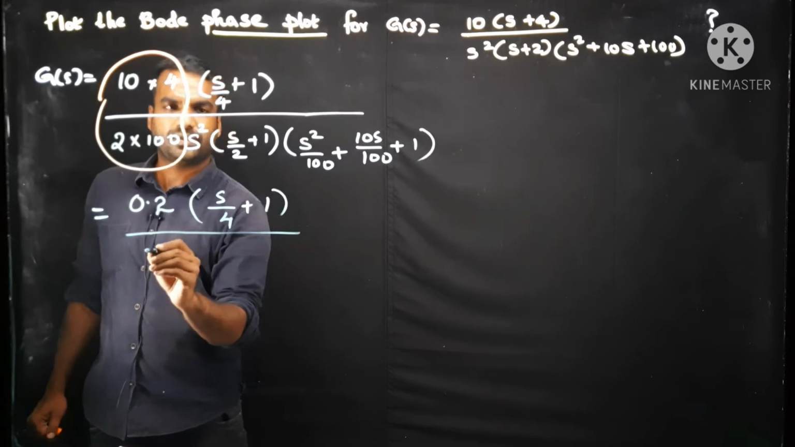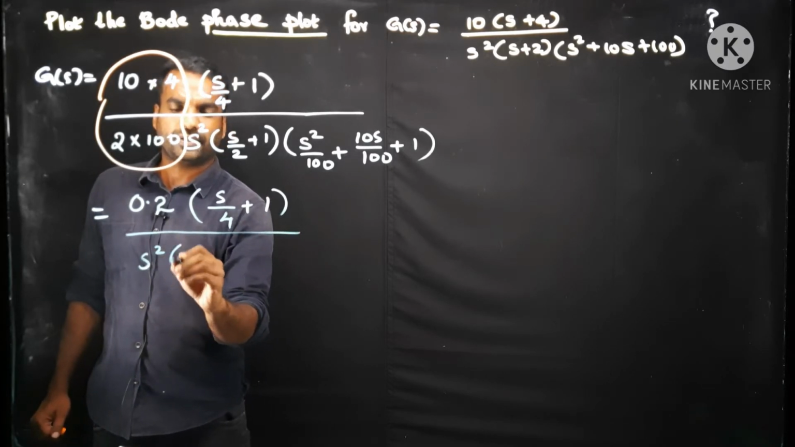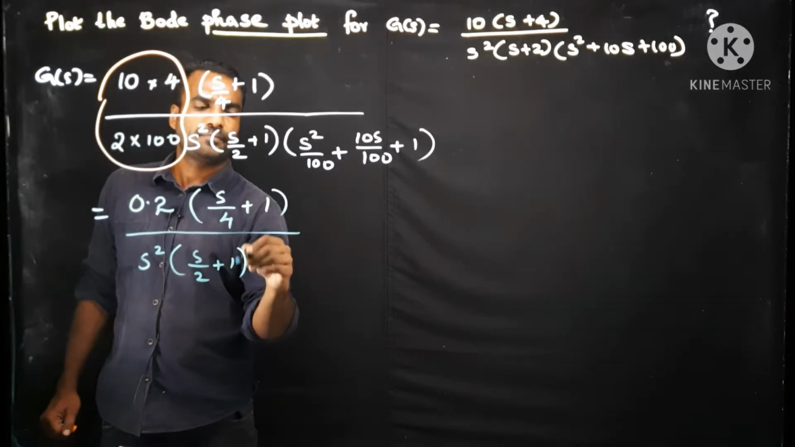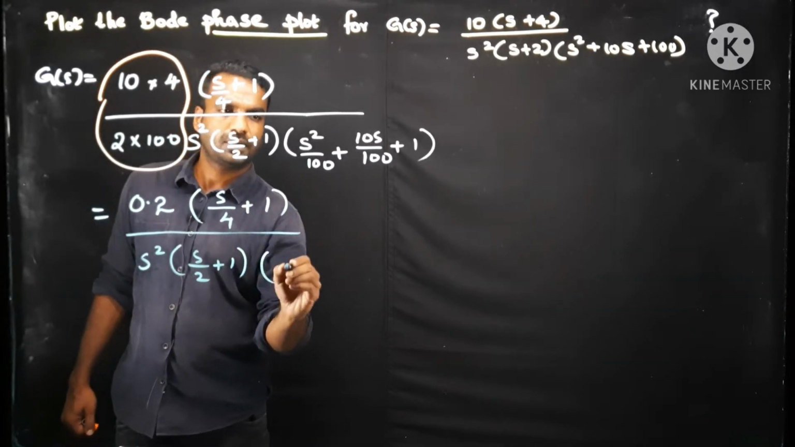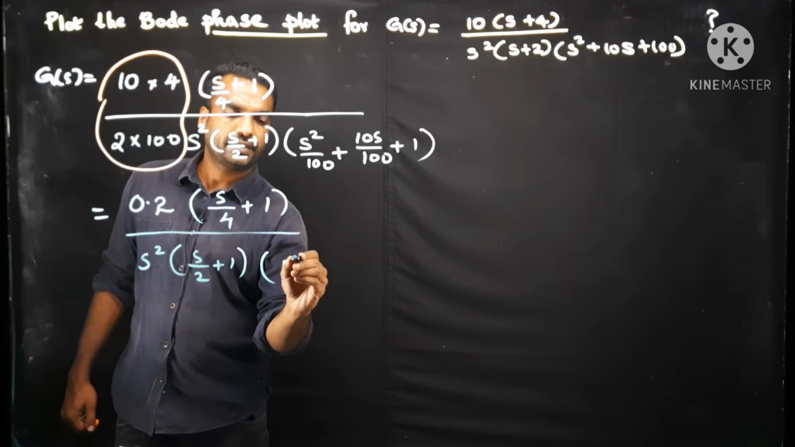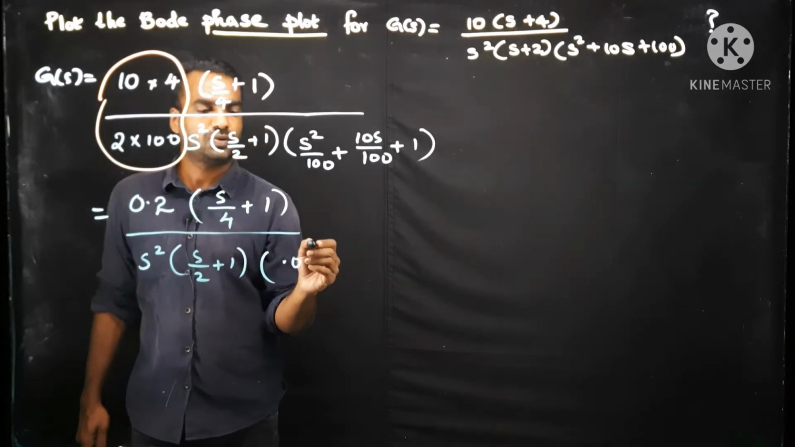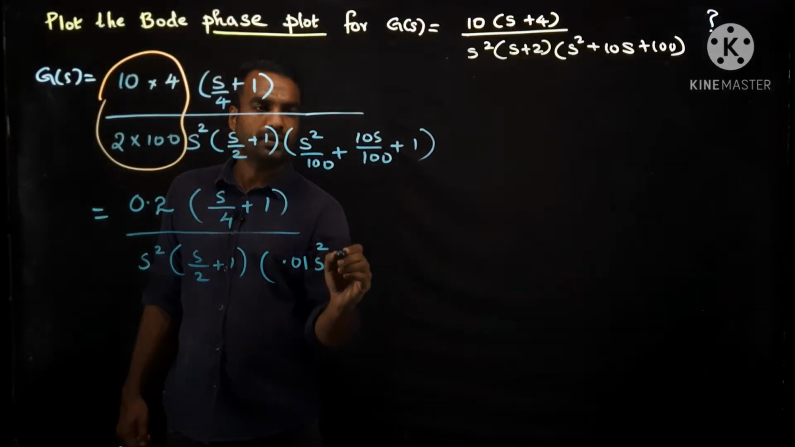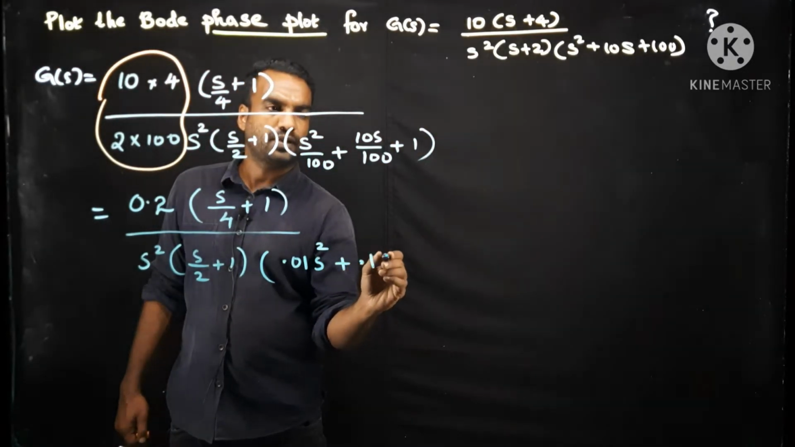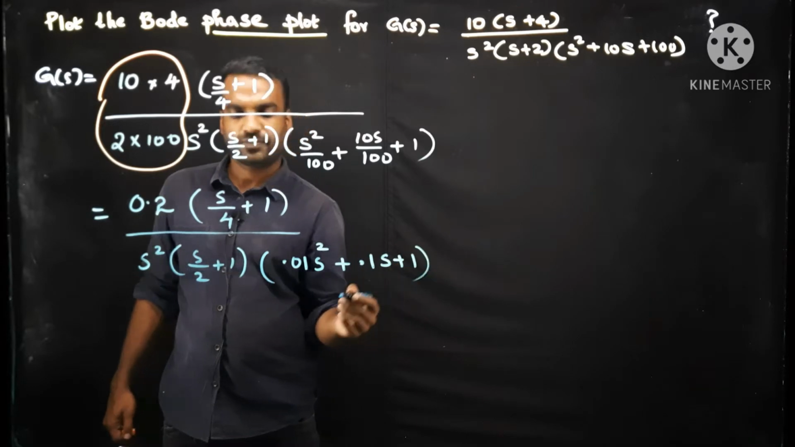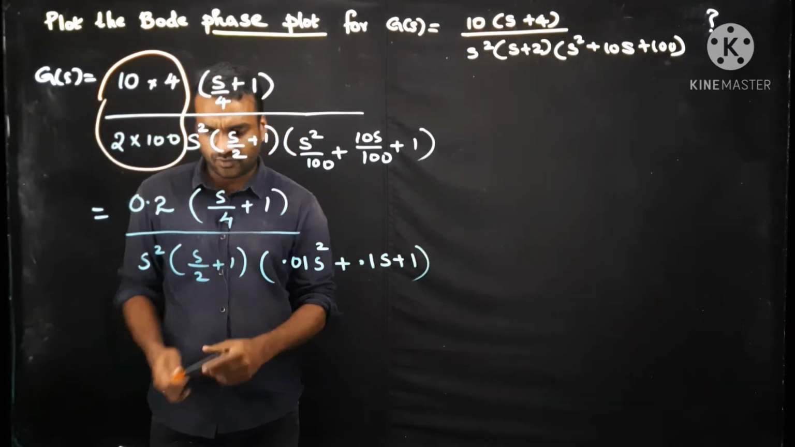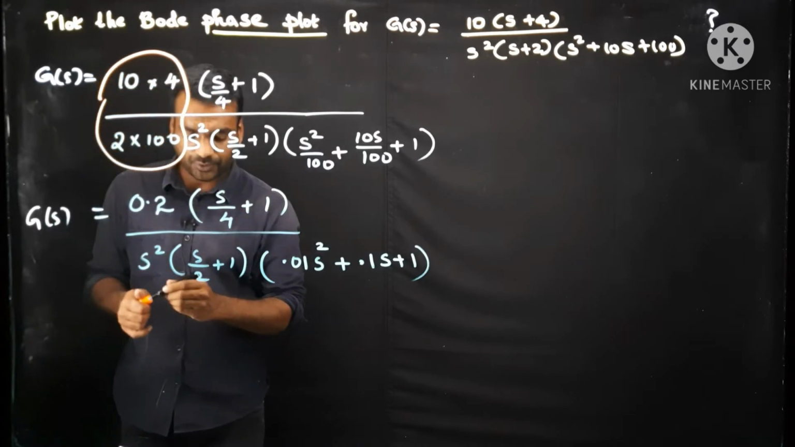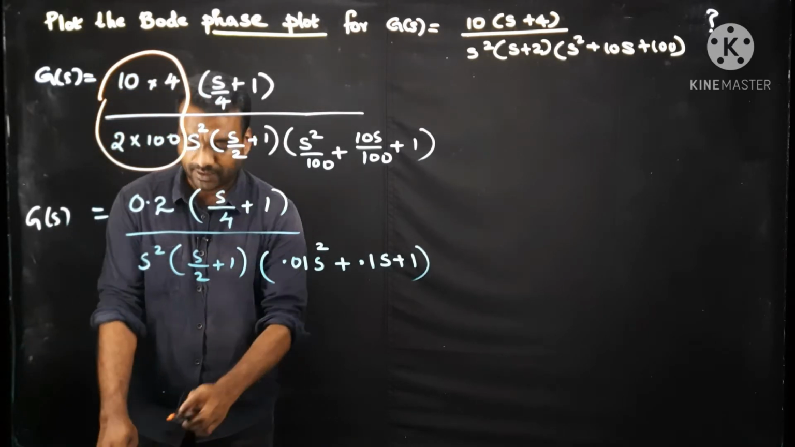So, the function becomes 0.2 times (s by 4 plus 1) divided by s square into (s by 2 plus 1) into (0.01 s square plus 0.1 s plus 1). Now, this is the one and only step that I want to add. Up to this, everything was already explained.